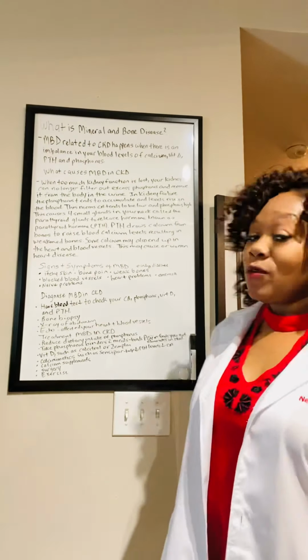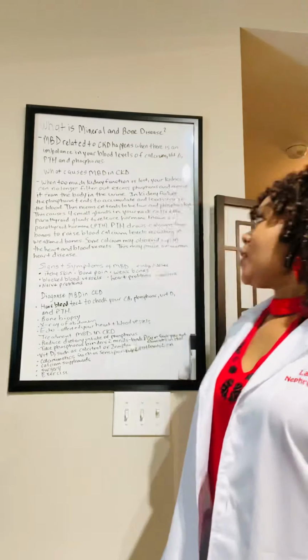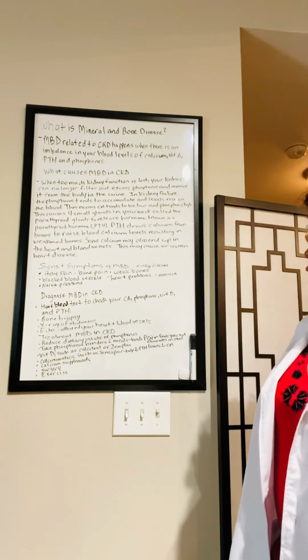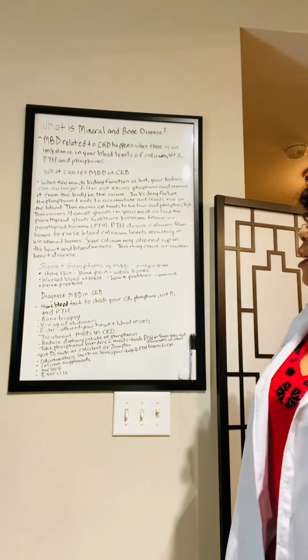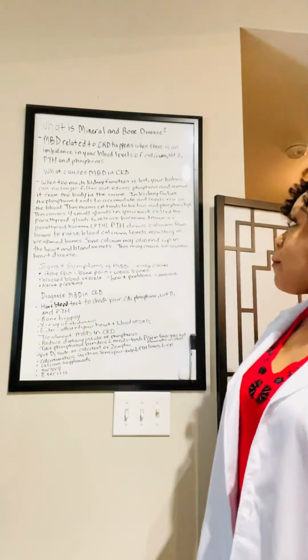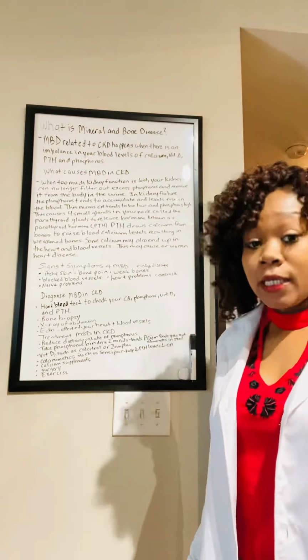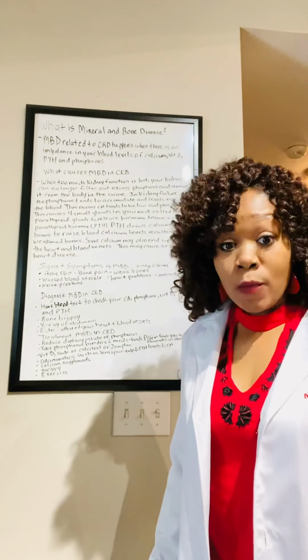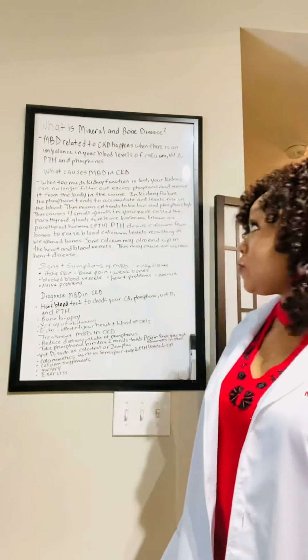So today's topic, we're going to be talking about mineral bone disease in kidney disease. So what is mineral and bone disease? Mineral bone disease, which we also call MBD, related to chronic kidney disease, happens when there is an imbalance in your blood levels of calcium, vitamin D, the parathyroid hormone, which we call PTH, and phosphorus.